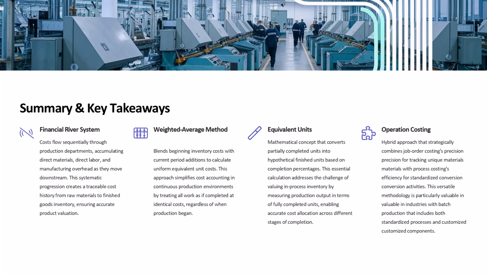Equivalent units represent the mathematical genius that makes process costing possible, converting partially completed goods into hypothetical finished units for accurate costing. Operation costing offers a brilliant hybrid for batch production environments, combining job order precision for materials with process costing efficiency for conversion costs. This selective implementation demonstrates how accounting systems can adapt to specific manufacturing realities rather than forcing businesses into standardized methodologies.